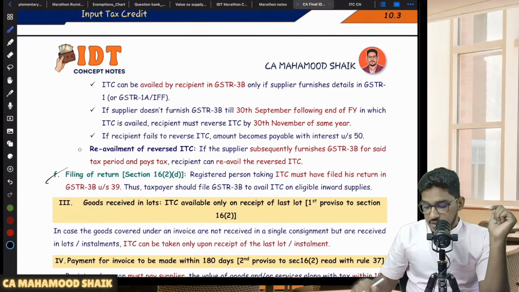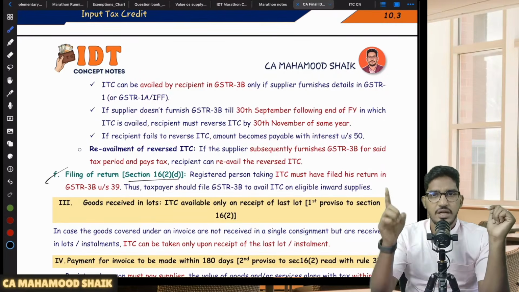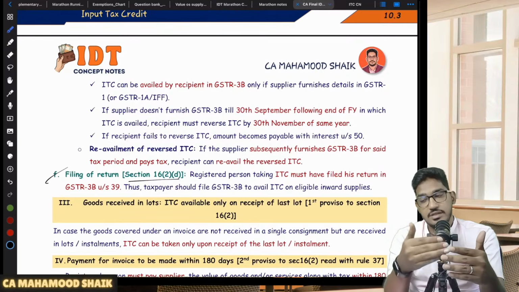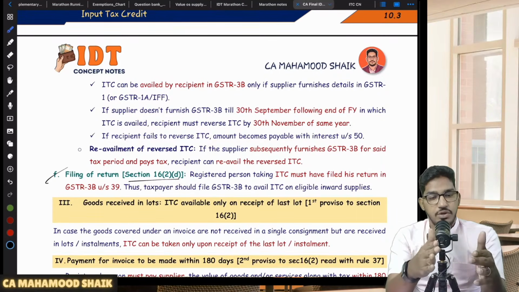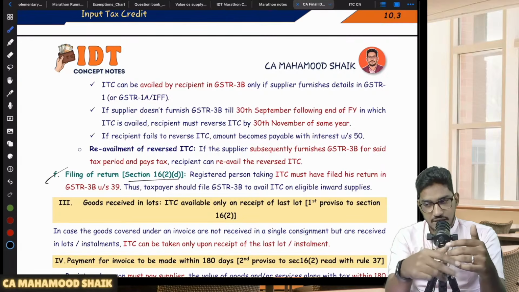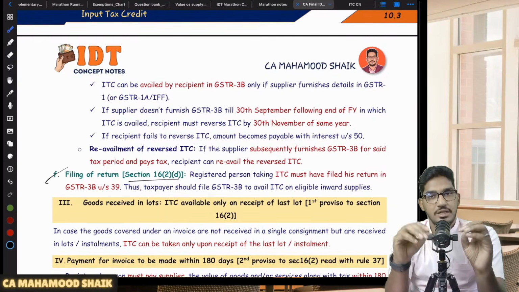Next, one more last condition required to avail the input tax credit is that you must have filed your returns. Which return? GSTR 3B. Don't have a wrong notion that just because ITC is reflected in your GSTR 2B means you have availed it. It only shows how much ITC you are eligible for. You have to avail that input tax credit by filing your GSTR 3B. Unless and until you file your GSTR 3B, you will not be able to avail that input tax credit.